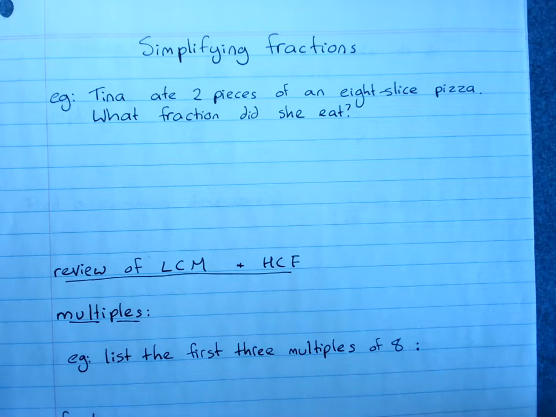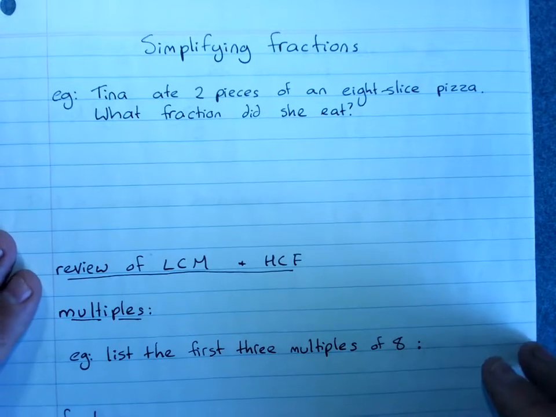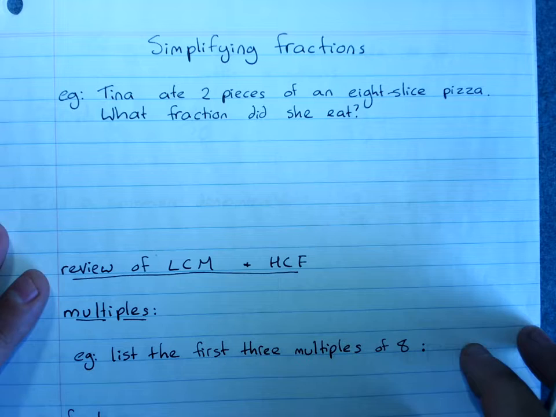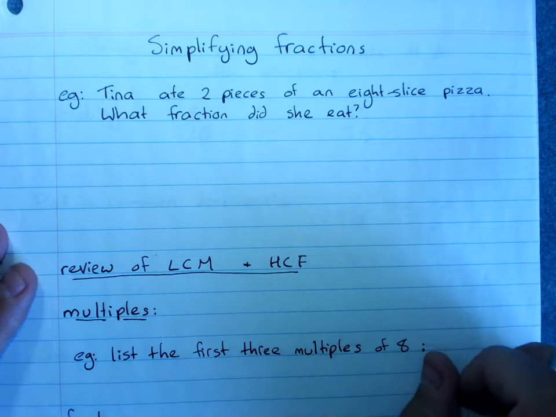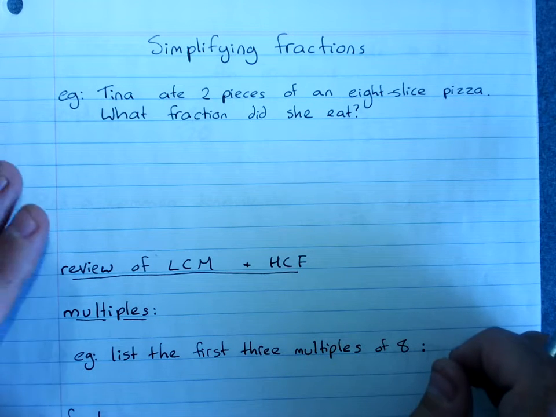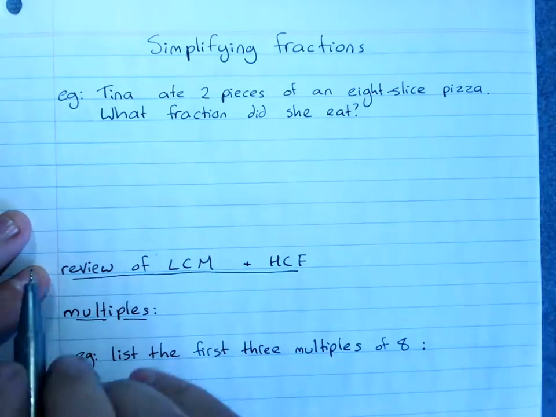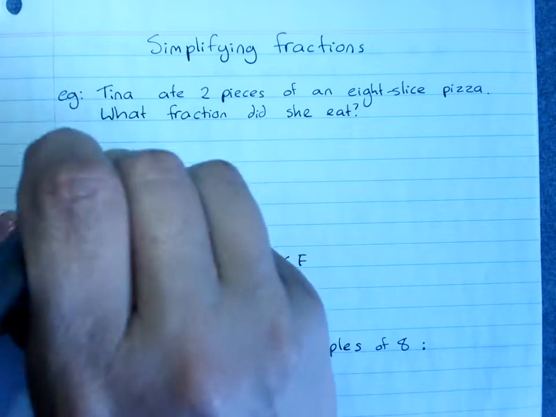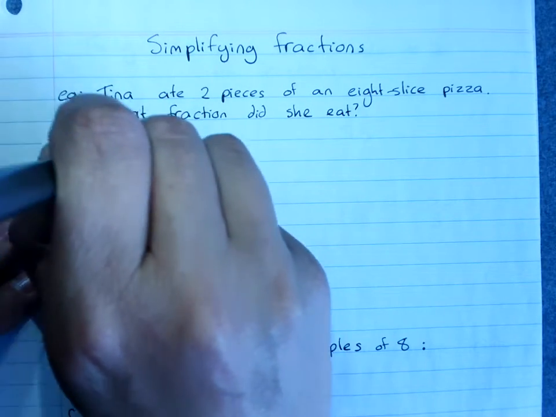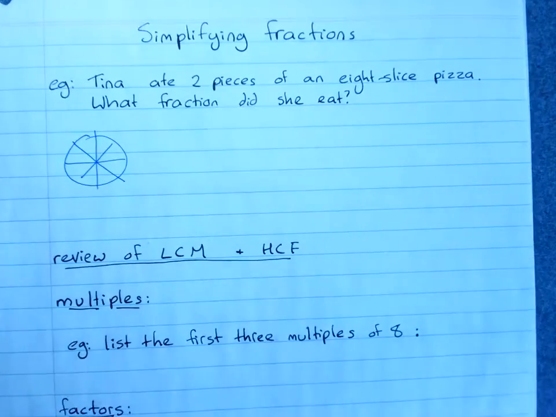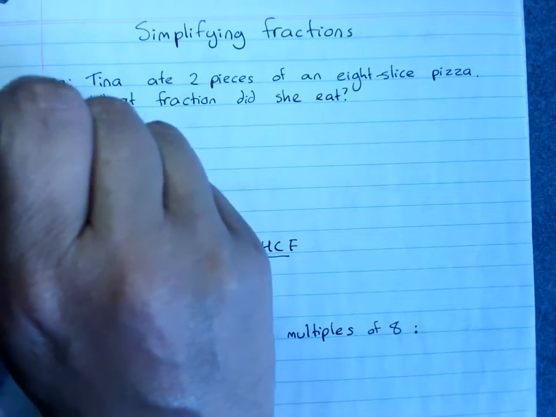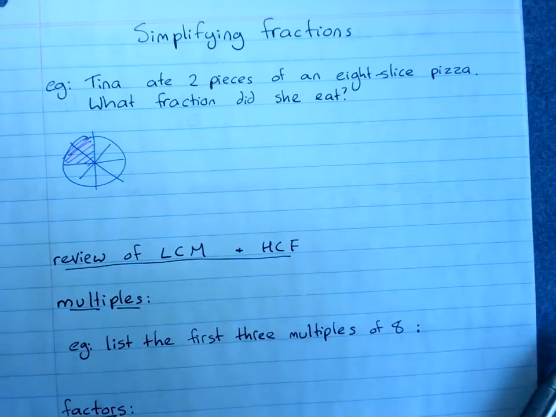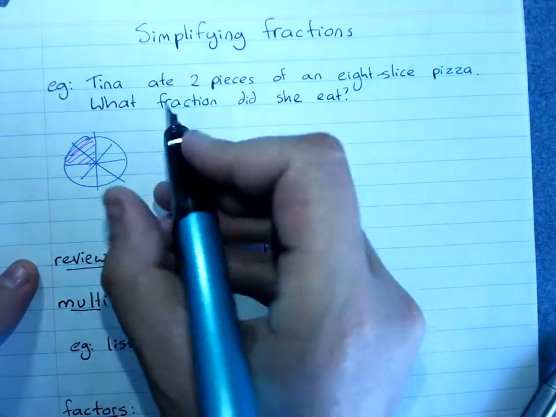Simplifying fractions. Simplifying fractions is writing them as the smallest possible integers that is still an equivalent fraction. So if Tina ate 2 pieces out of an 8-slice pizza, she's obviously eaten the fraction 2 out of 8.